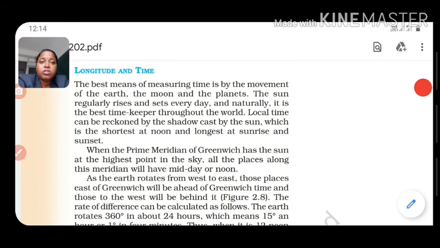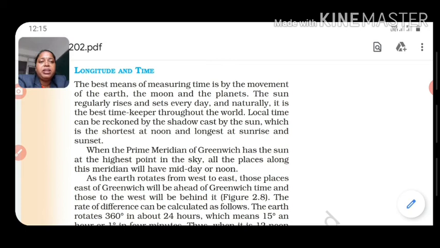So the best means of measuring time is by the movement of the earth, right? The moon also and the planets also. The sun used to rise and set every day. So it's natural that the best timekeeper throughout the world is the movement of the earth. Local time can be reckoned by the shadow cast by the sun, which our ancestors used to do by seeing the shadows of the sun, which is the shortest at noon and longest at sunrise and sunset.